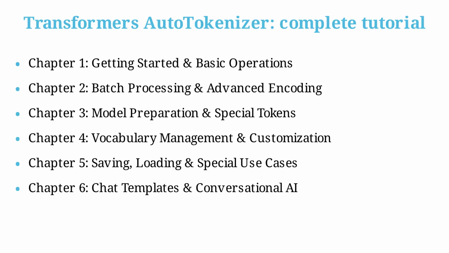Chapter 2, Batch Processing and Advanced Encoding, teaches efficient multi-text processing with padding and truncation. Chapter 3, Model Preparation and Special Tokens, explores CLS, SEP, and PAD tokens for transformer models. Chapter 4, Vocabulary Management and Customization, shows how to inspect vocabularies and add custom tokens.